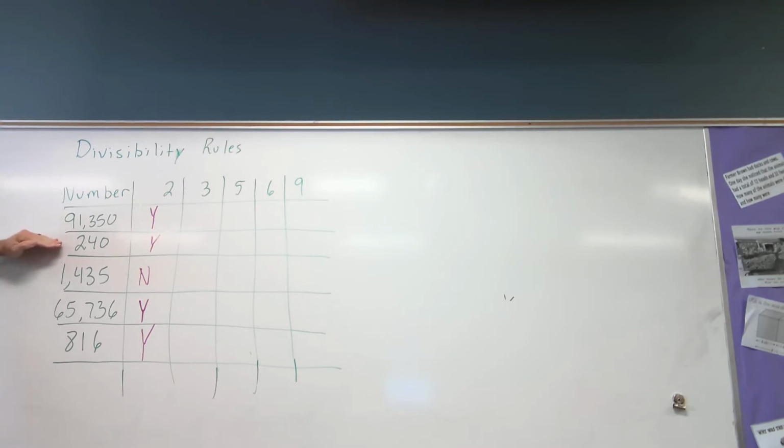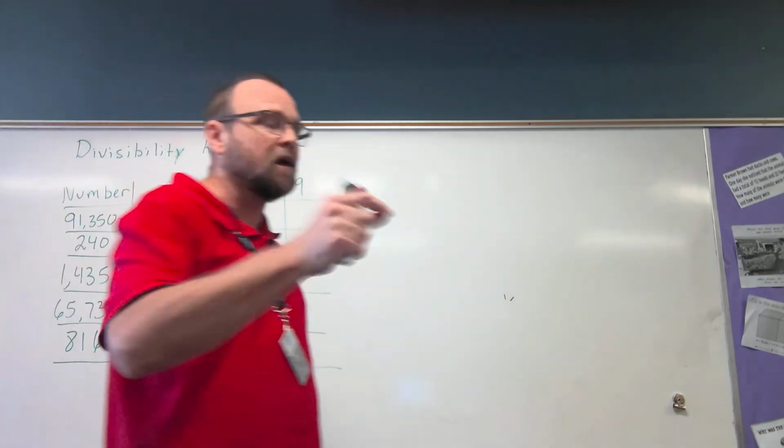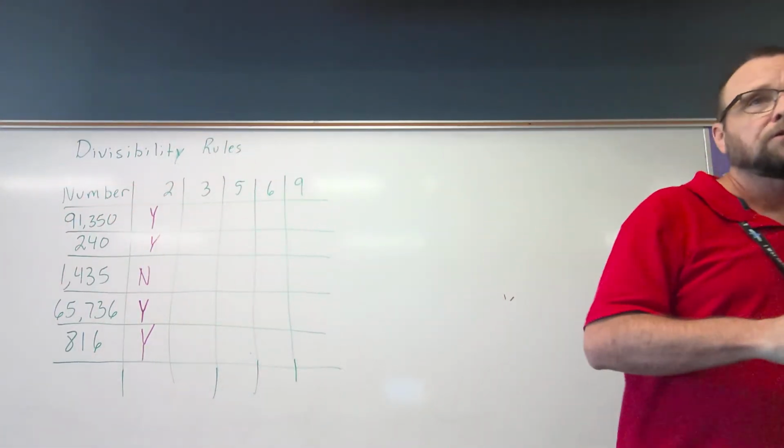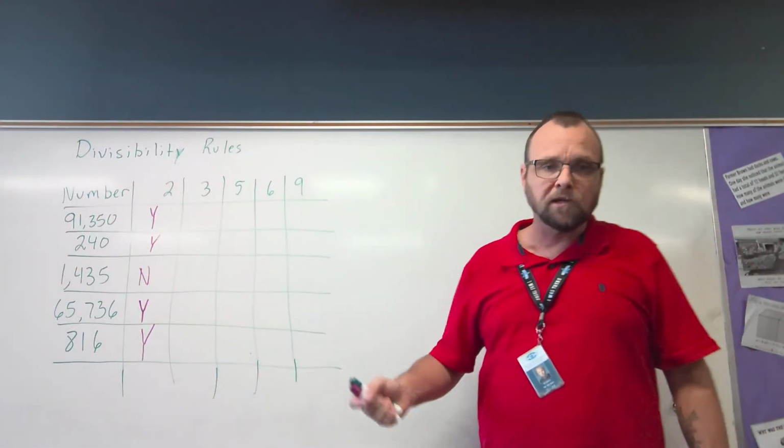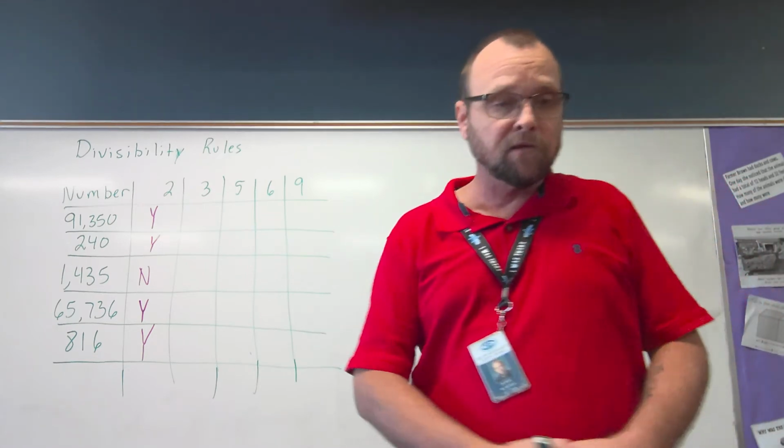2 times something would equal 240. 2 times something would equal 65,736. 2 times something would equal 816. 2 is a factor of every even number. We talked a little bit about factors yesterday.